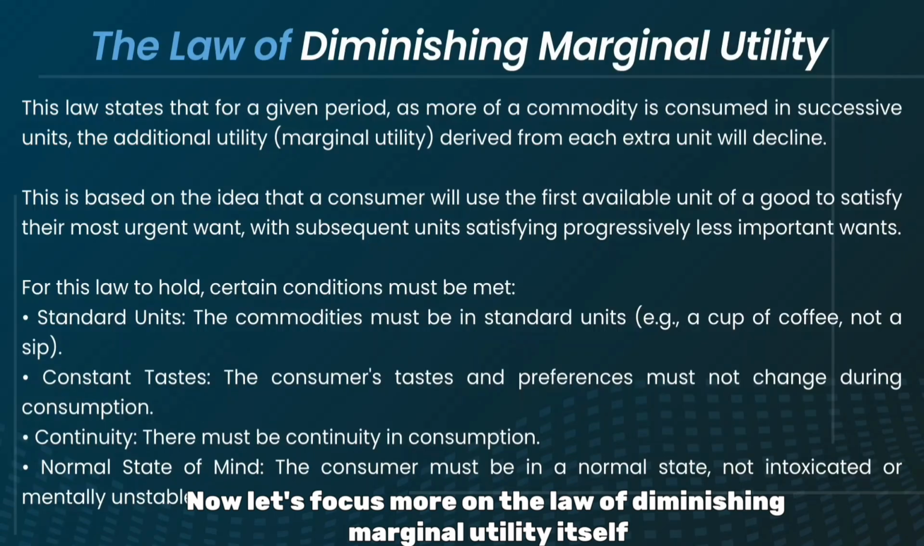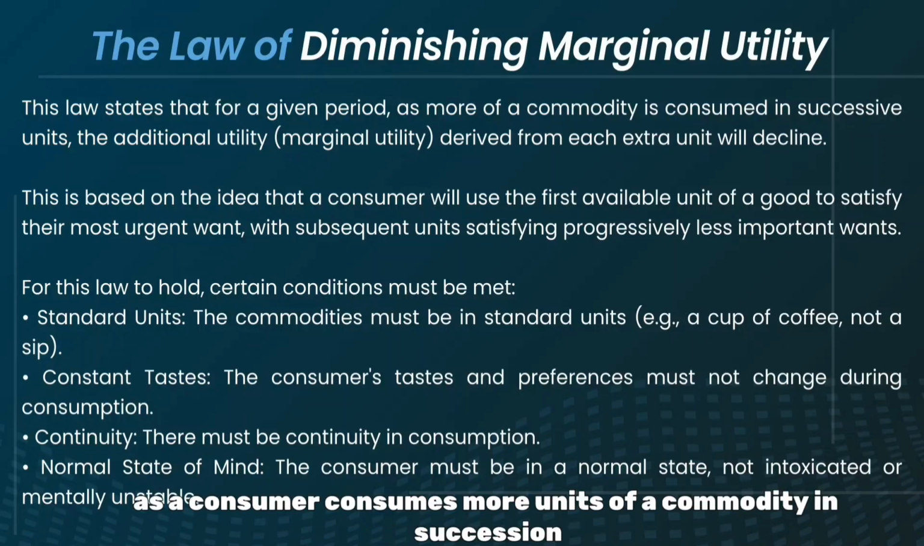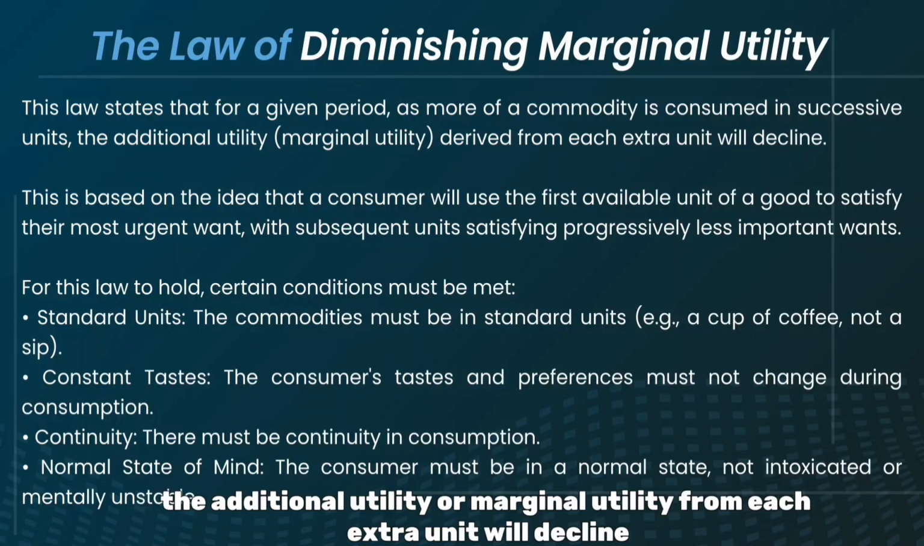Now let's focus more on the law of diminishing marginal utility itself. This law states that over a given period of time, as a consumer consumes more units of a commodity in succession, the additional utility, or marginal utility, from each extra unit will decline.